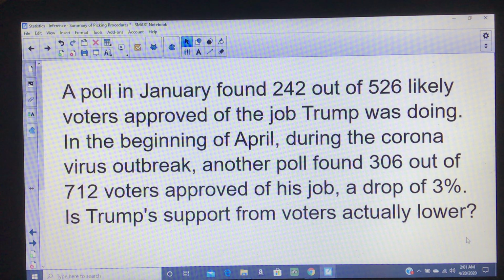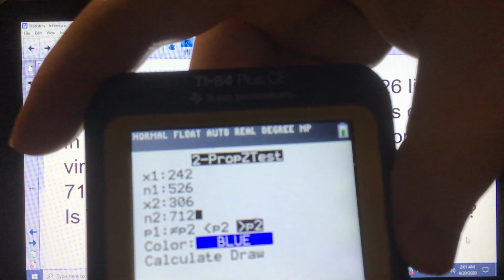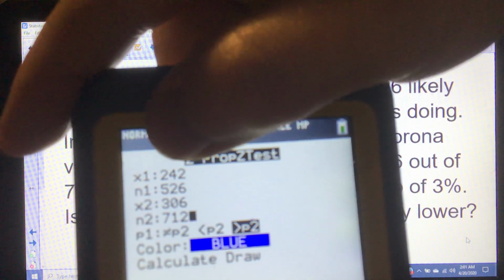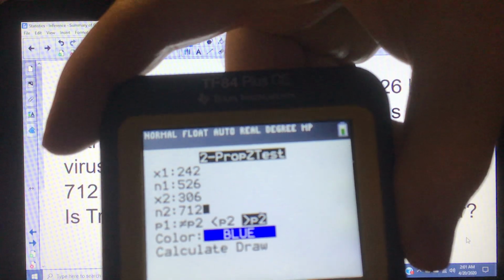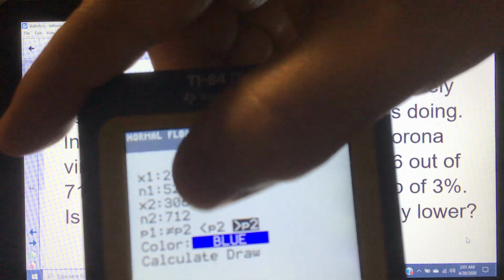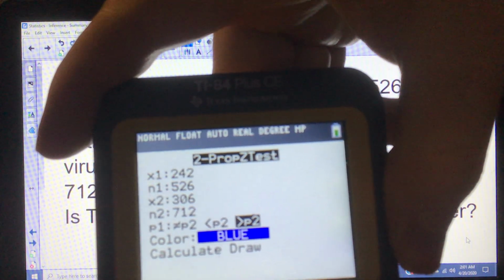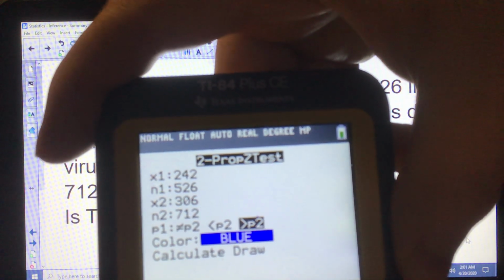And the important part is you need to put in not the proportions themselves, I should say not the percentages, but the actual numbers. So it's very important. Here's the data. It's very important that if they give you the percents, you need the counts. So notice that in my problem, I have 242 out of 526. But if they gave me 46% of people support him, I would have to find these numbers. So you can't put the percents in. You have to put in the counts, all right? So make sure that you do that, because if you put in percents, it's going to screw things up.